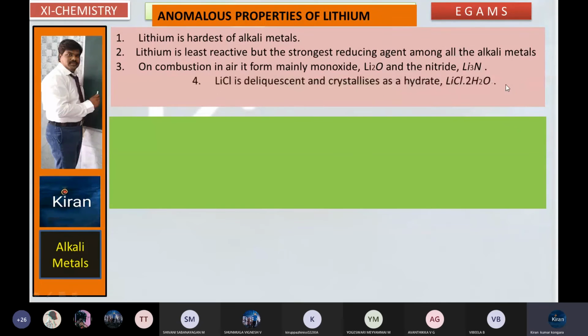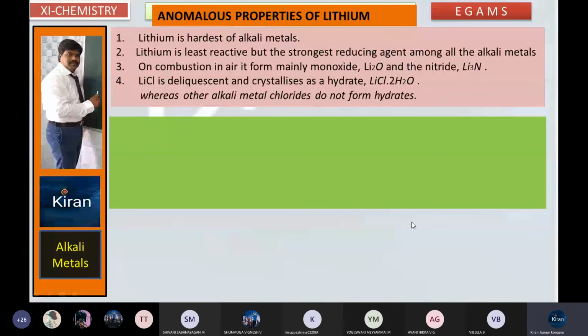Lithium chloride is deliquescent and crystallizes as a hydrate. It always accepts water molecules. That is the reason lithium chloride is available in the hydrated form. Hydrated lithium chloride. Whereas other alkali metal chlorides do not form hydrates. So this is the important point. When you take sodium chloride, we simply write NaCl only. We won't write 2H2O. But lithium chloride, due to the high hydration energy, is available in the hydrated form. 2 water molecules will be attached.